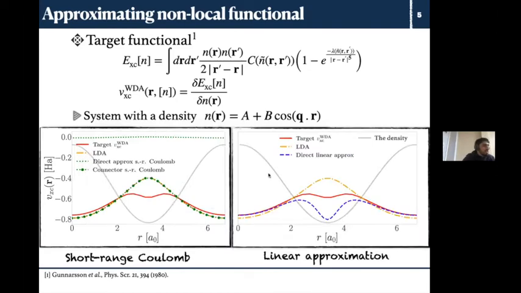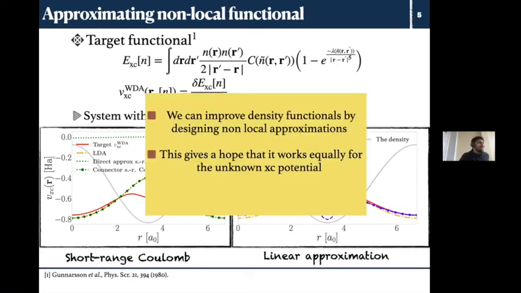Okay, let's see the direct linear approximation. We see that it describes the target well in the region of high density. Then it becomes worse when the density is low. By using the connector, you see that the quality of the approximation is maintained here. And also the connector corrects this discrepancy at low densities. Okay, so from this, we can see that we can improve density functionals by designing non-local approximations. And also this gave us the hint that it works equally for the unknown VXC.